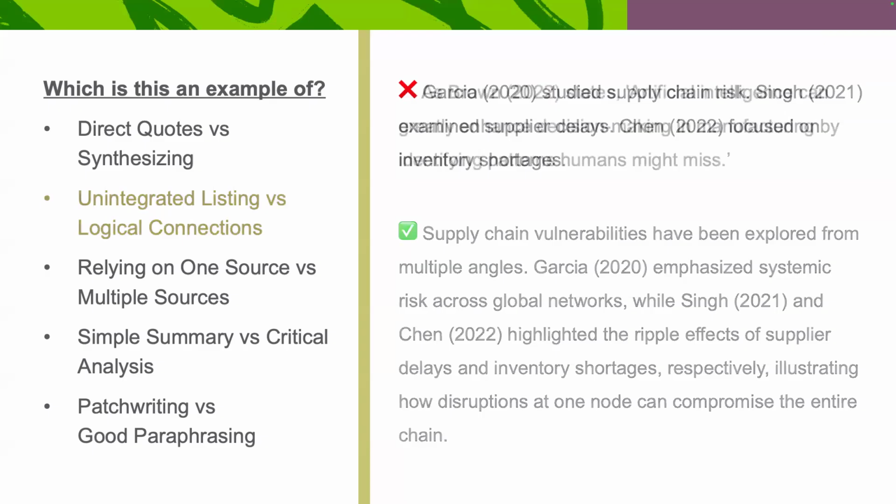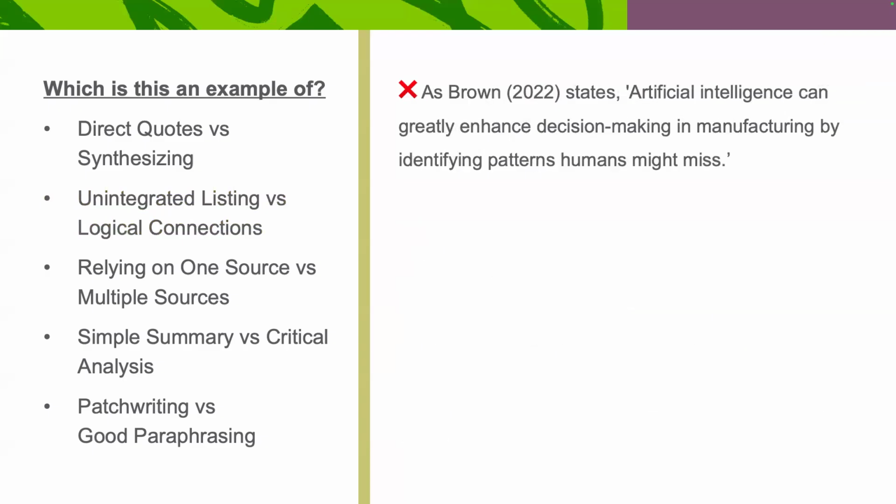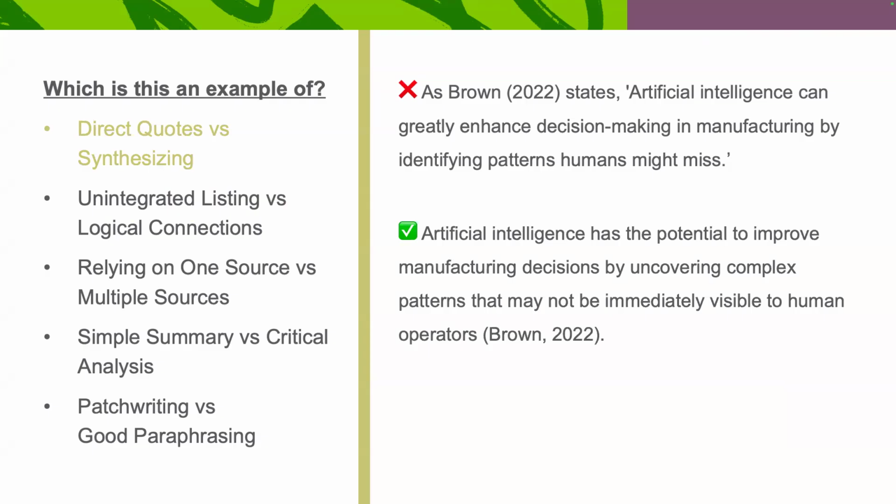Let's do another one. What about this one? What do you all think? As Brown 2020 states, artificial intelligence can greatly enhance decision-making and manufacturing by identifying patterns humans might miss. Yeah, direct quotes, number 1. Exactly. Again, that is fantastic that Brown said that, but let's rephrase that in our own words, because this is our paper that we are writing. So artificial intelligence has the potential to improve manufacturing decisions by uncovering complex patterns that may not be immediately visible to human operators. And again, still giving Brown credit.